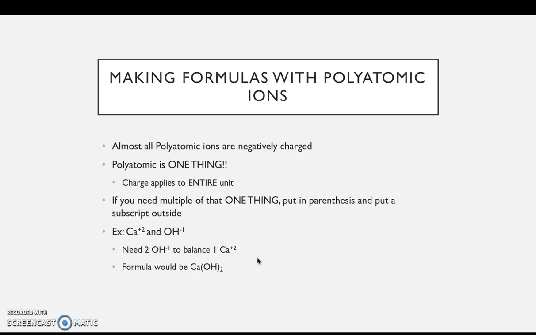So for example, if we have calcium with a +2 charge and OH, that's hydroxide, with a -1, we can see that we need 2 OH -1s to balance out our 1 Ca +2. We remember that from crisscrossing charges. Instead of doing CaOH2 without the parentheses, we need to do Ca, parentheses, OH, parentheses, 2. This means that that 2 applies to everything within the parentheses. It's telling us that I have 2 of these OH molecules.